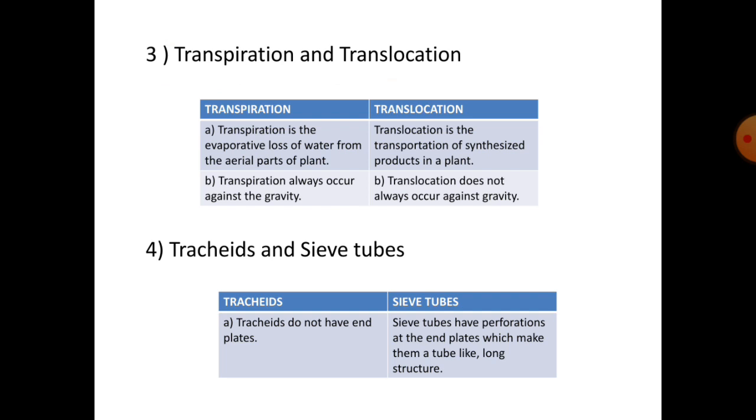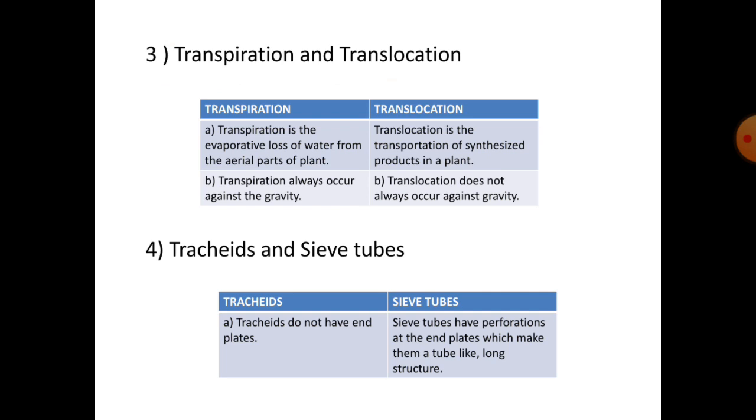Number 3. Transpiration and translocation. Transpiration is the evaporative loss of water from the aerial parts of plant. Translocation is the transportation of synthesized products in a plant. Transpiration always occurs against the gravity. Translocation does not always occur against gravity.